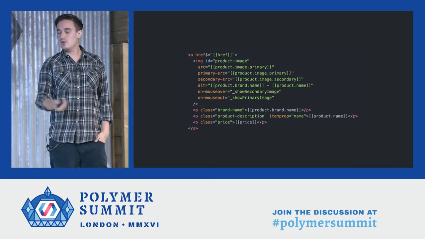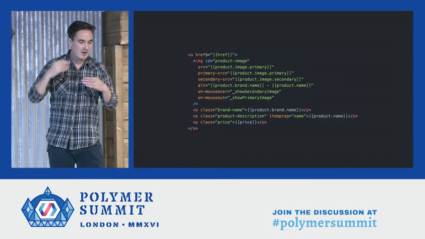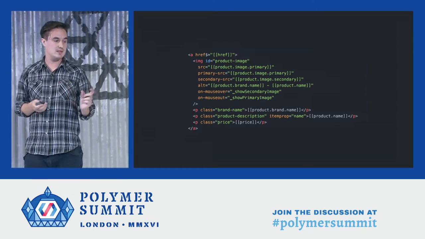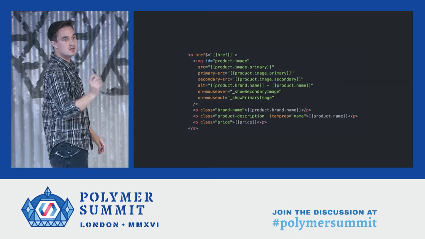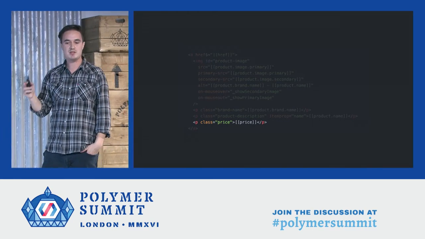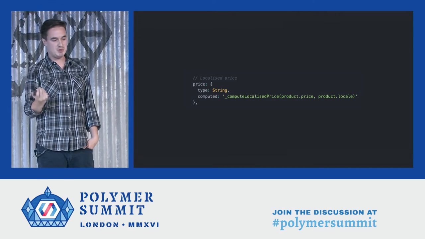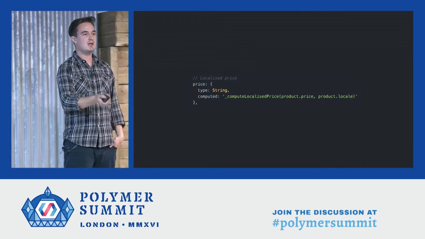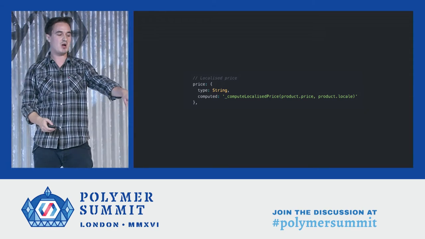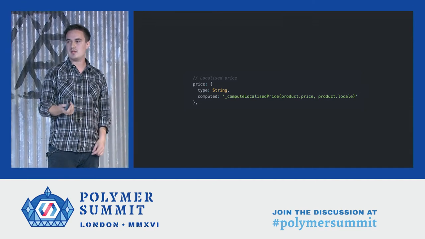So here's the template. This is how you'd use it. You can see there's a bunch of product.image or different product attributes that are just being passed through from the attribute we previously seen. But I want to focus on one specifically, which is price. You can see that we never pass price through. So let's look at how this works. So price is a property, but it's a computed property, which means it's going to get generated before the component actually gets rendered. So you can see a simple private method there, compute localized price. You pass it the product price and the locale. Let's have a look how that works.